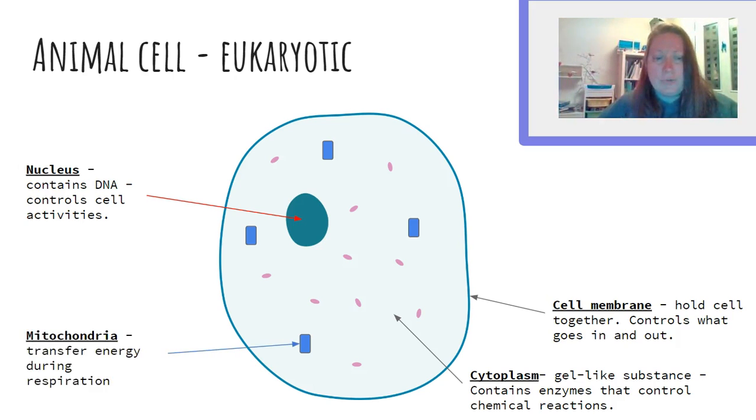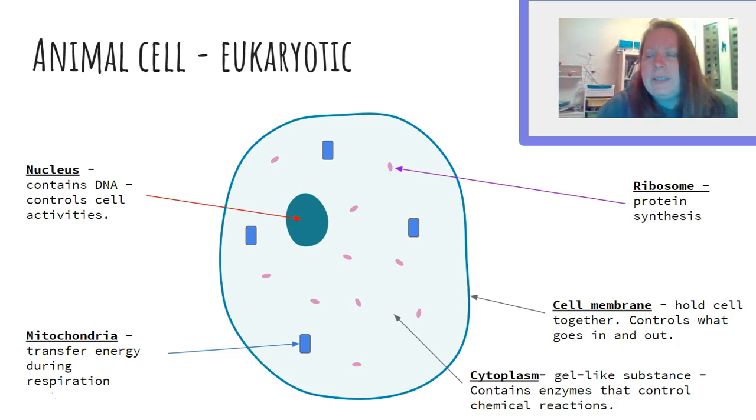We have mitochondria. This is where the reactions of aerobic respiration take place. Respiration transfers energy that the cell needs to work. And lastly, we have ribosomes. These are where proteins are made in the cell, so the site of protein synthesis.